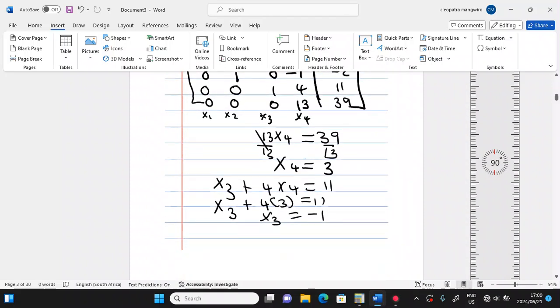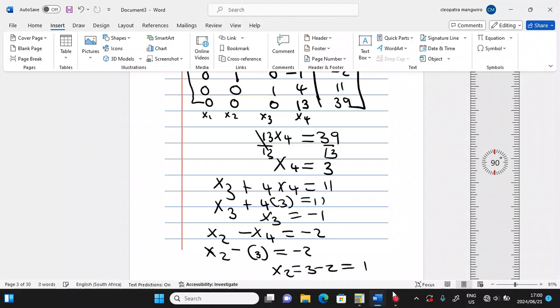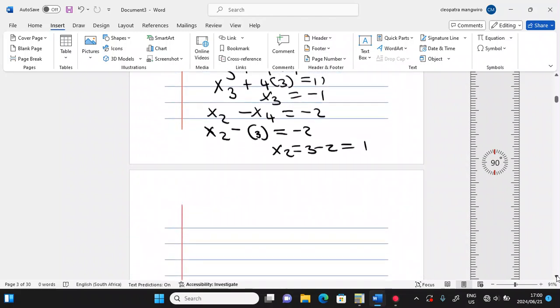Then we do our backward substitution for x2: x2 plus 0 x3 minus x4 is equal to minus 2. So x2 minus x4, with x4 being 3, equals minus 2. Therefore x2 is equal to 3 minus 2, which equals 1.